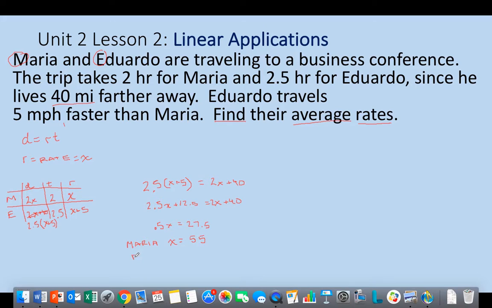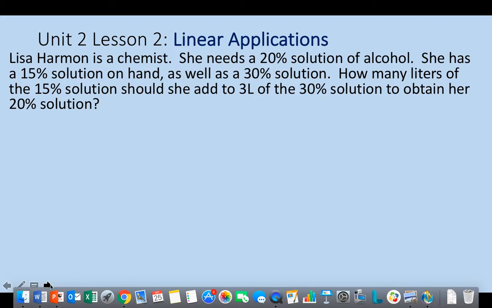And Eduardo, well, we know that his is 5 miles an hour faster. So he would be traveling at 60 miles an hour. Okay, so again, we'd probably have a therefore statement. It would say something like, therefore Maria is traveling 55 miles an hour, Eduardo is traveling 60 miles an hour.